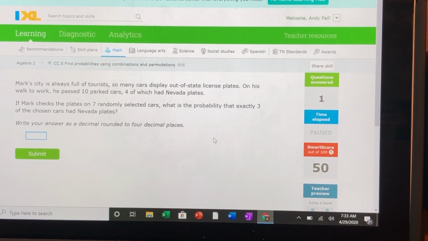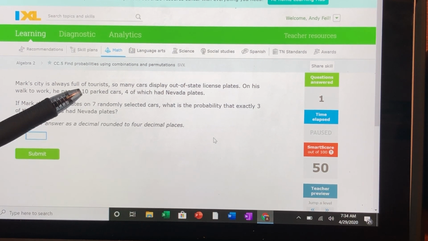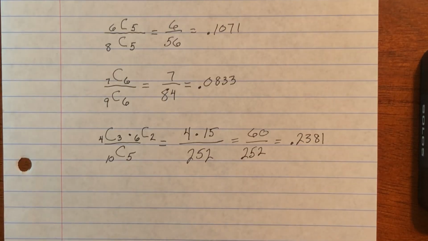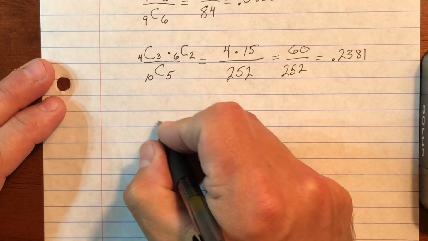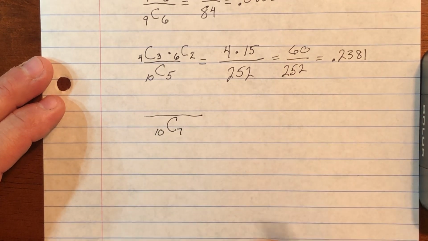All right, so first we need to figure out the denominator, which is the entire sample space for the entire problem. So ask yourself, how many cars does Mark have to choose from total? 10. How many is he selecting at random? 7. So that means in the denominator we've got 10 choose 7. All right. So I'm going to do the work here again. In the denominator we've got 10 choose 7.